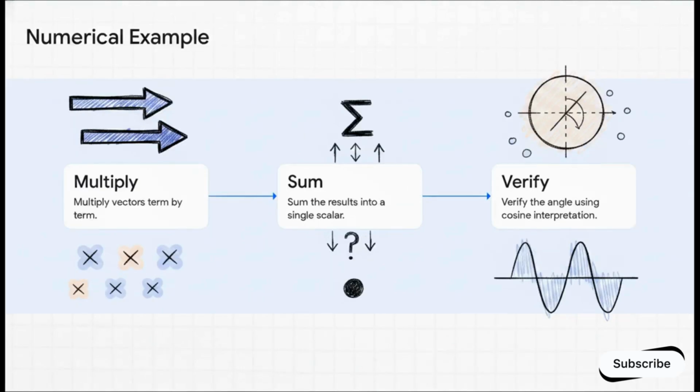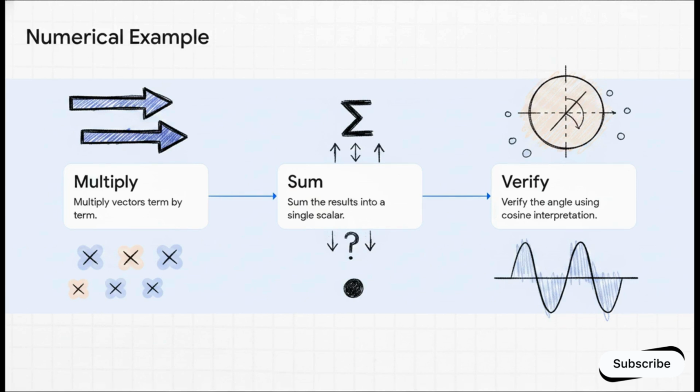Let's walk through a super concrete numerical example to really cement this. Imagine vector u is (1, 2, 3), and vector v is (4, 0, -1). Step 1, we multiply term by term. 1 times 4 is 4, 2 times 0 is 0, 3 times -1 is -3. Step 2, sum them up. 4 plus 0 minus 3 equals 1. So our dot product is exactly 1.